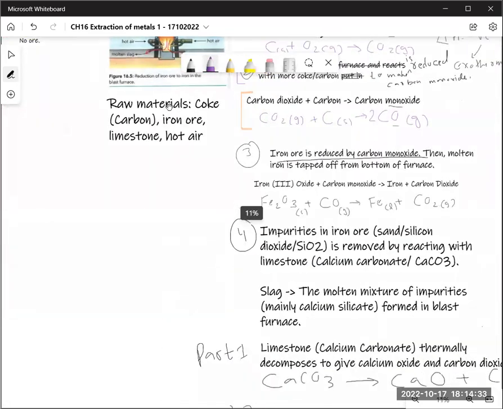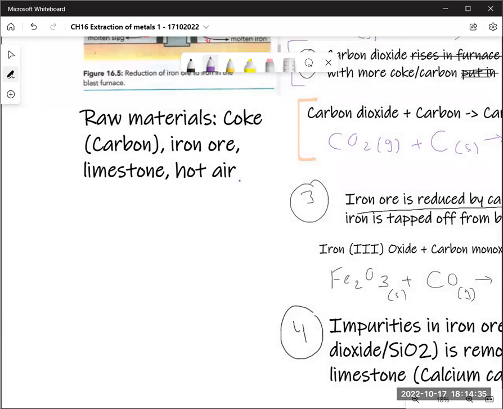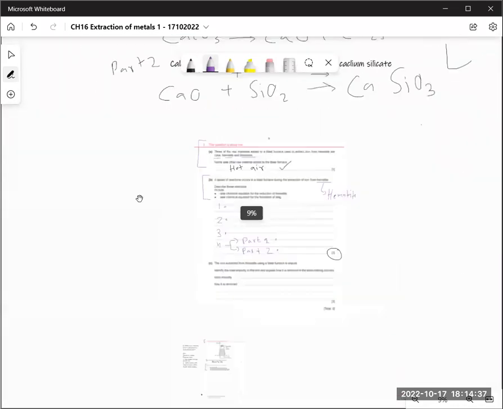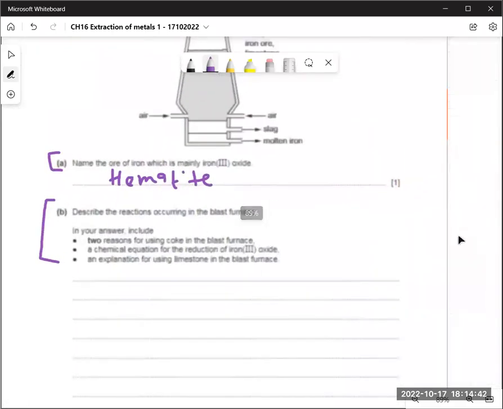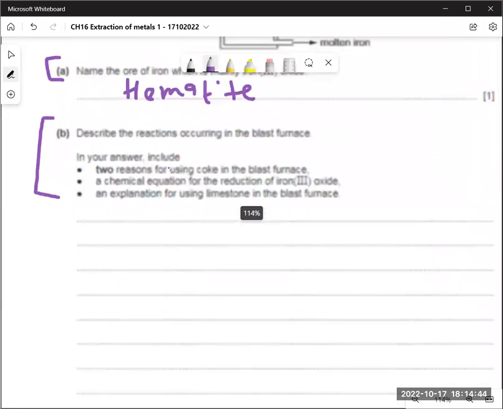And the raw materials are also given: coke, iron ore, limestone, and hot air. Those are the raw materials. But they're not asking the raw materials, they're asking us the ore. And the ore is called hematite. I hope that's clear. Now, Lula, read the question quick.